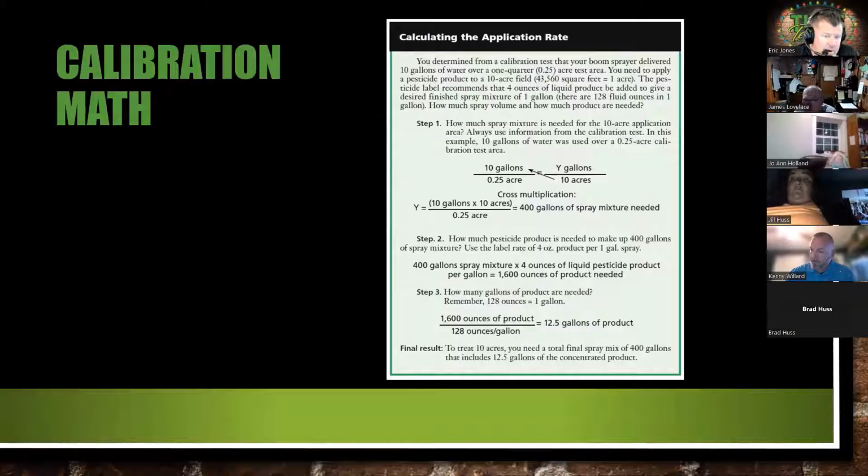So for our 10-acre site, we need a total final spray mixture of 400 gallons that includes 12.5 gallons of the concentrated product. So we're only going to put 387.5 gallons of water into our tank, and then we put the 12.5 gallons of our product to make up the 400 gallons.